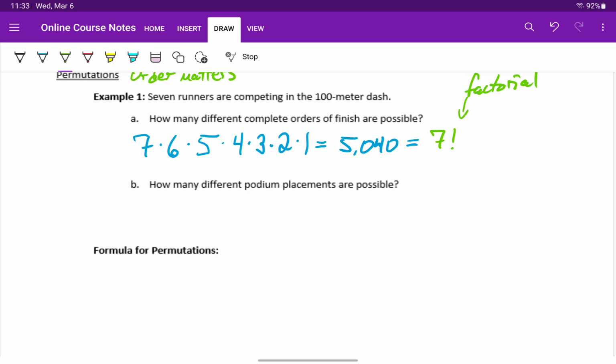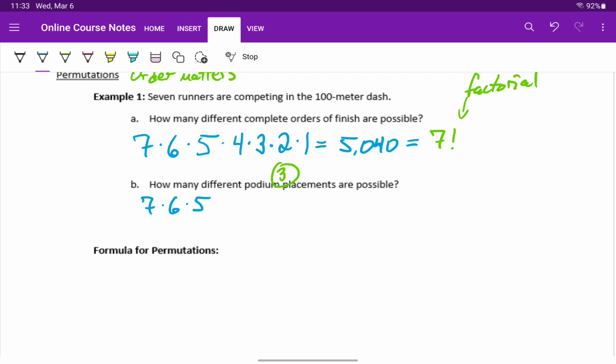In part B, we want to consider a similar situation, but now we're only interested in how many different podium placements are possible. So podium placements mean first, second, and third. So out of that group of 7 runners, how many ways can we get our first place, second place, and third place runner? There are 7 possible results again for first place. One of those is gone now for second place, so we're down to 6 options, and then 5 for third place.